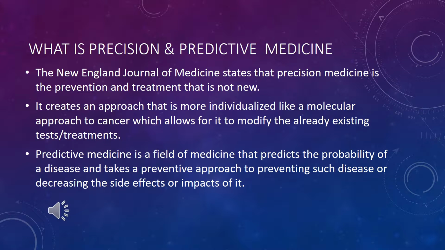So what is precision and predictive medicine? The New England Journal of Medicine states that precision medicine is prevention and treatment that is not new. It creates an approach that is more individualized, like a molecular approach to cancer, which allows for it to modify the already existing tests and treatments. Predictive medicine is a field of medicine that predicts the probability of a disease and takes a preventive approach to preventing such diseases or decreasing the side effects or its impact.